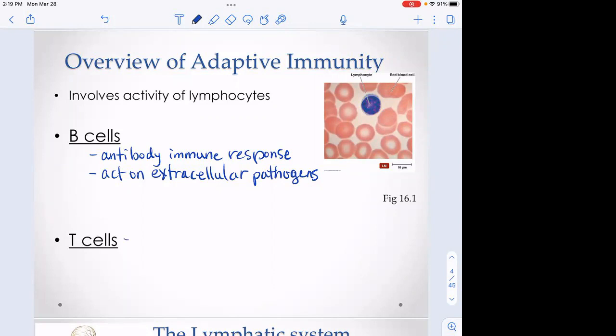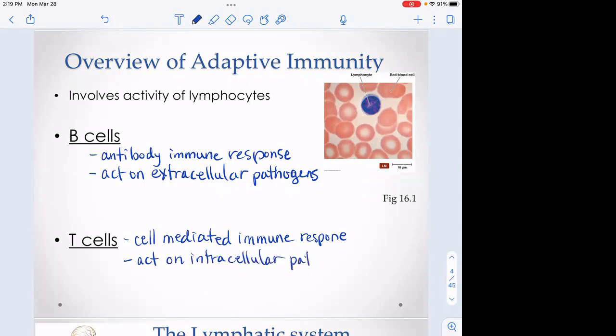And then T cells, we mentioned this before, we refer to their work as cell mediated immune response. We have a couple different kinds of T cells that we'll talk about. And they are most necessary to act on intracellular pathogens. So some microbe that is actually hiding out inside of our cells. So that could be a bacteria. There are some bacteria like chlamydia that have to live inside of our cells to reproduce, but all the viruses. Okay, these start out as extracellular pathogens, but then when they gain access to our cells, then they become intracellular pathogens.